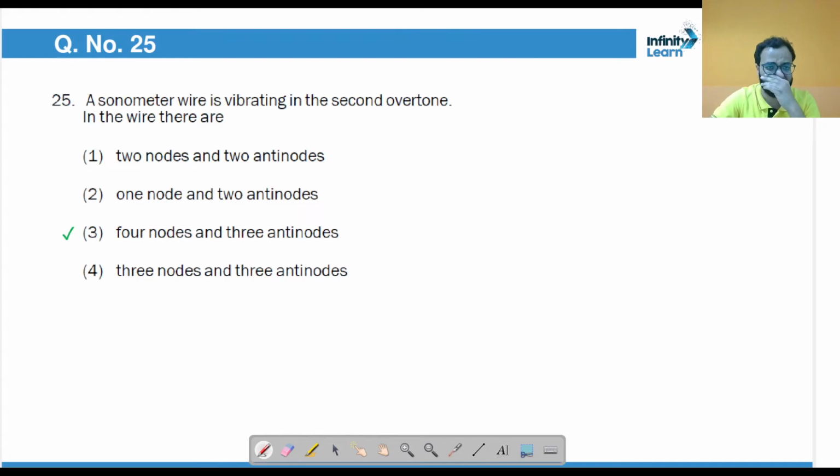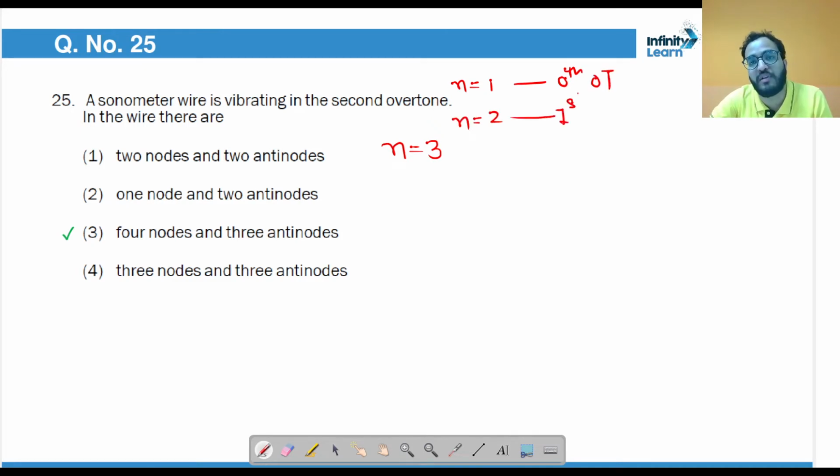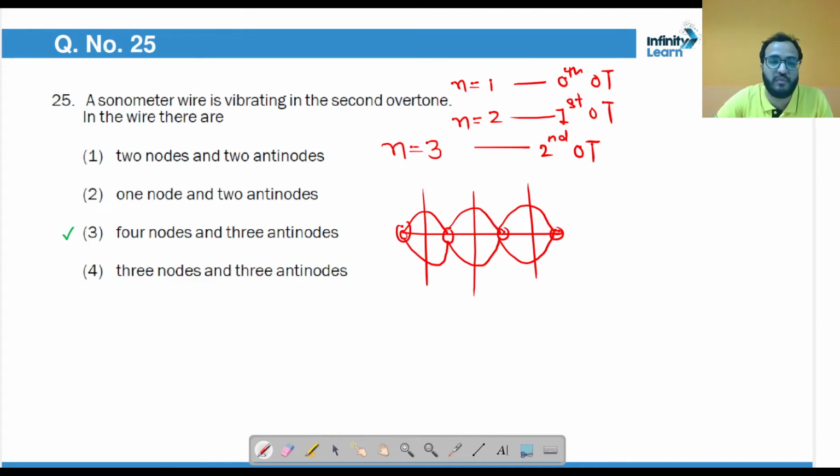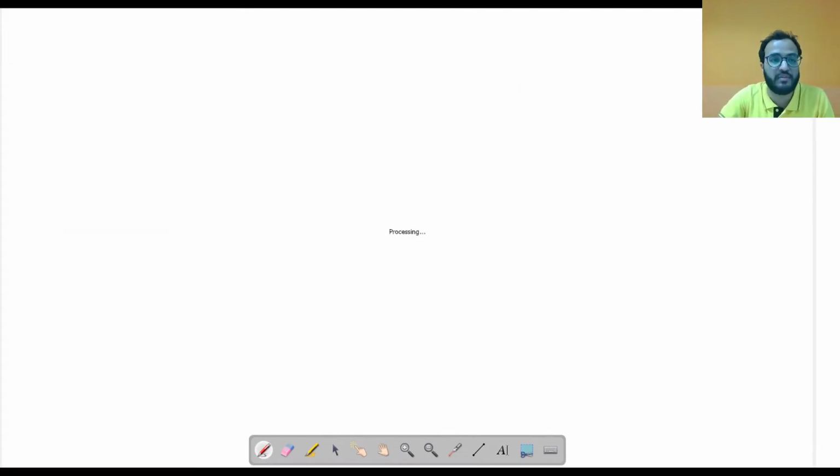Got it? A sonometer wire is vibrating in the second overtone. See, second overtone means n is equal to 3. n equals 1 is the 0th overtone, n equals 2 is the first overtone, so n equals 3 is the second overtone, right? That means second overtone means third harmonic here. So like this will be the shape. Antinodes 1, 2, 3 and nodes will be 1, 2, 3 and 4. So 4 nodes and 3 antinodes.